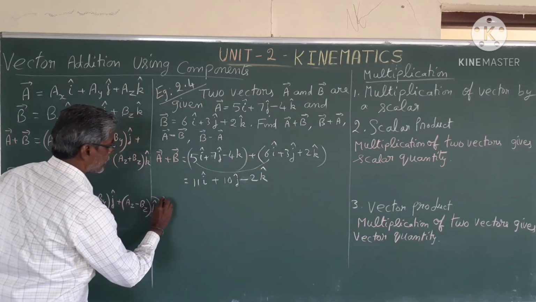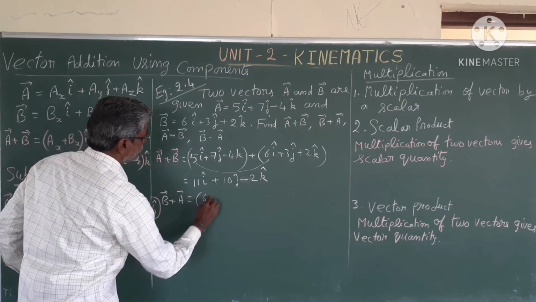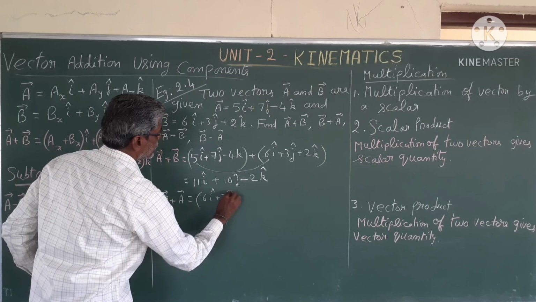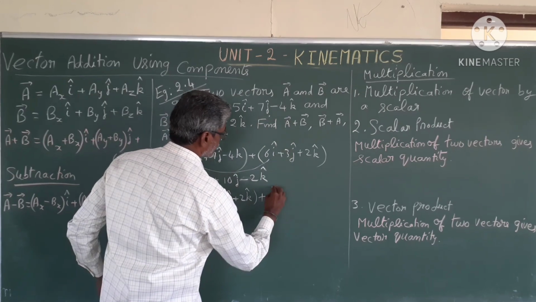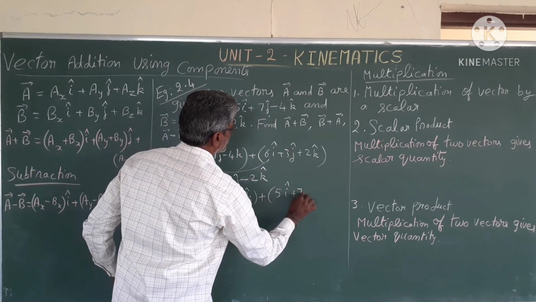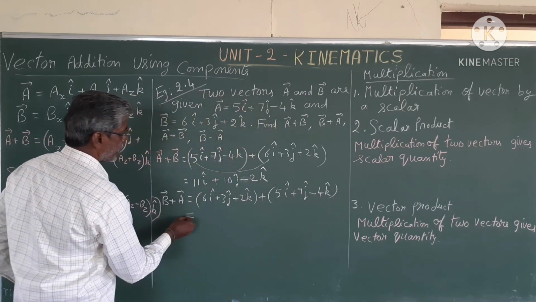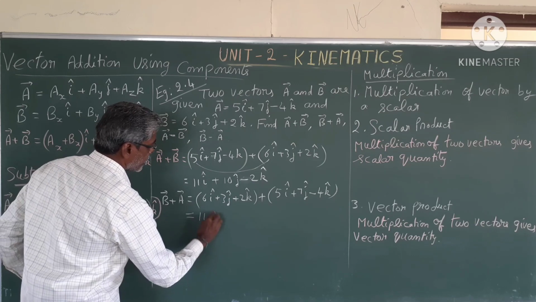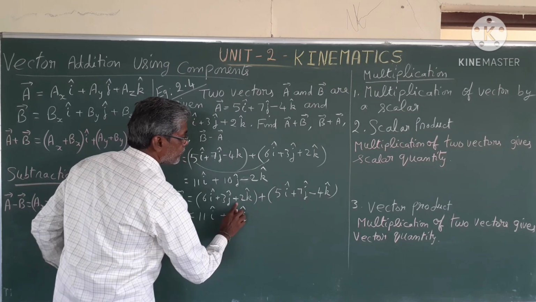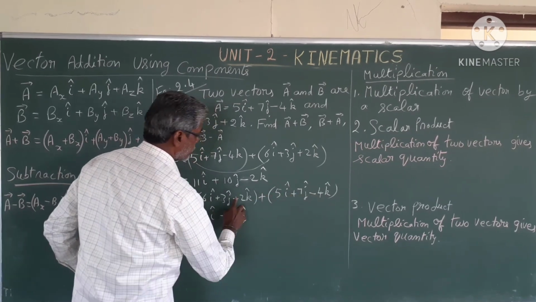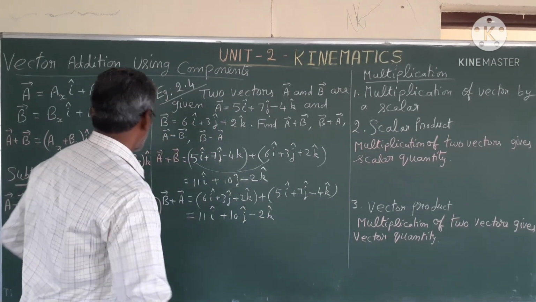Next sum, B vector plus A vector. First write B vector 6i plus 3j plus 2k plus A vector 5i plus 7j minus 4k. Now you add 6 plus 5, 11i, plus 3 plus 7, 10j, here plus and here minus, so minus 2k. Yes.